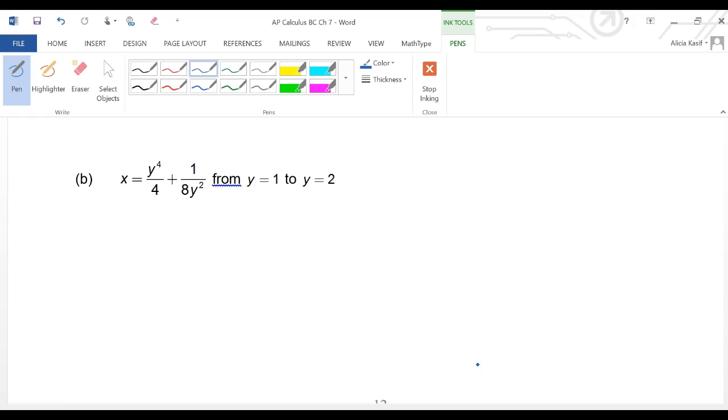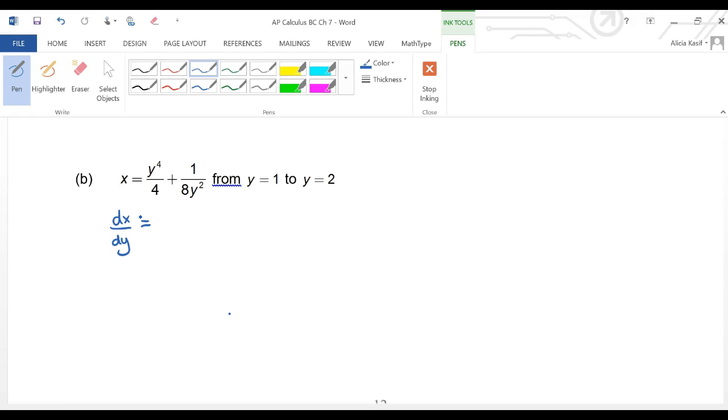Okay, all right, let's do one with respect to y. So you see how this has an x equals? So we want to find dx/dy. We've never written it out like this before, so I just want to make sure that we're all clear. If we're taking the derivative with respect to y, I don't have to do any implicit differentiation here. Do you see the difference?